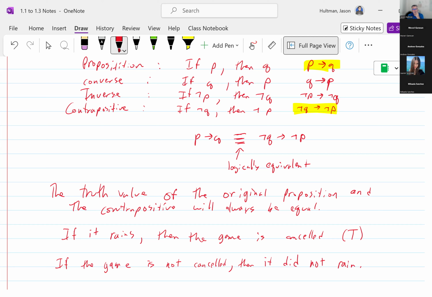Right? Does that make sense? If it rains, no game. But if the game goes on, then what do we know? It could not have rained. Okay, then this is true.